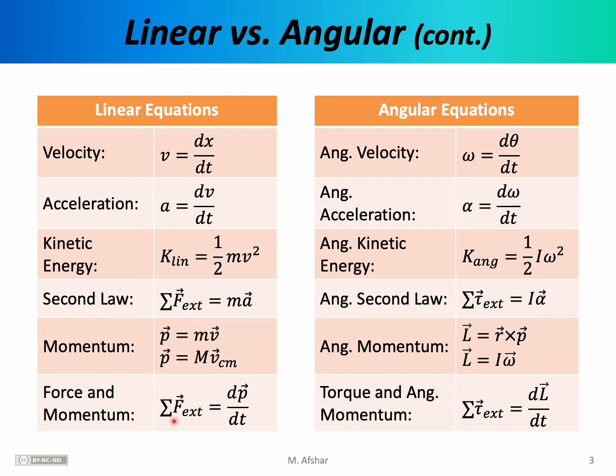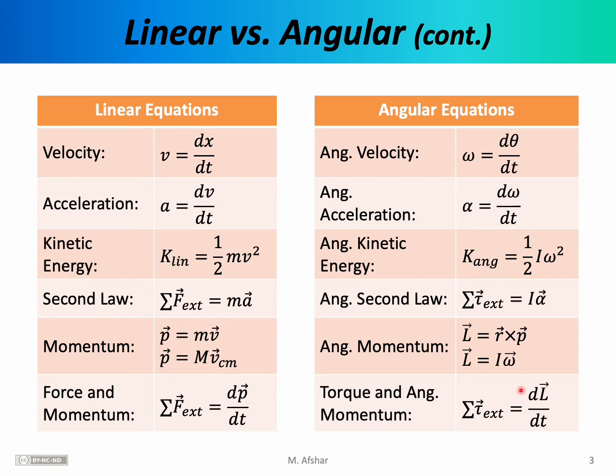Force and momentum are related to one another. If there are external forces, then the momentum will change. If the sum of all external forces is equal to 0, then the momentum will not change. Its derivative will be 0, so we can say momentum is conserved.